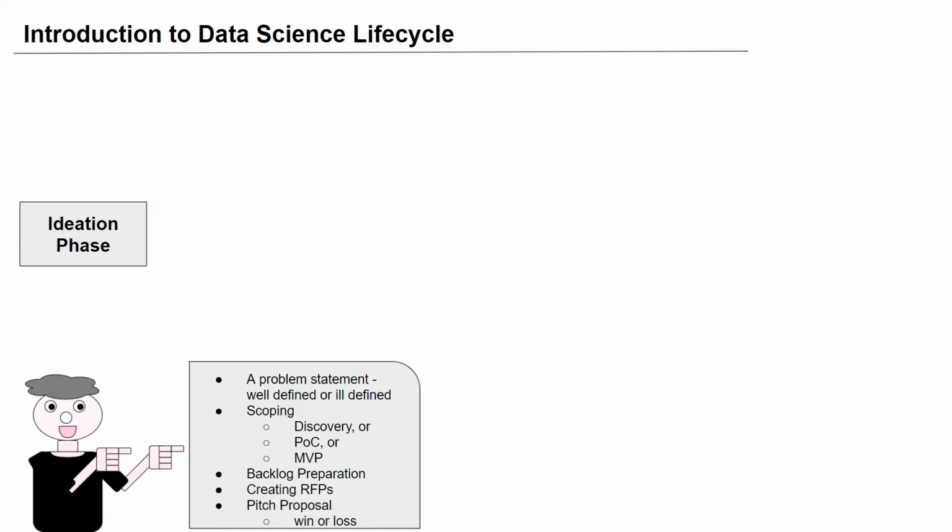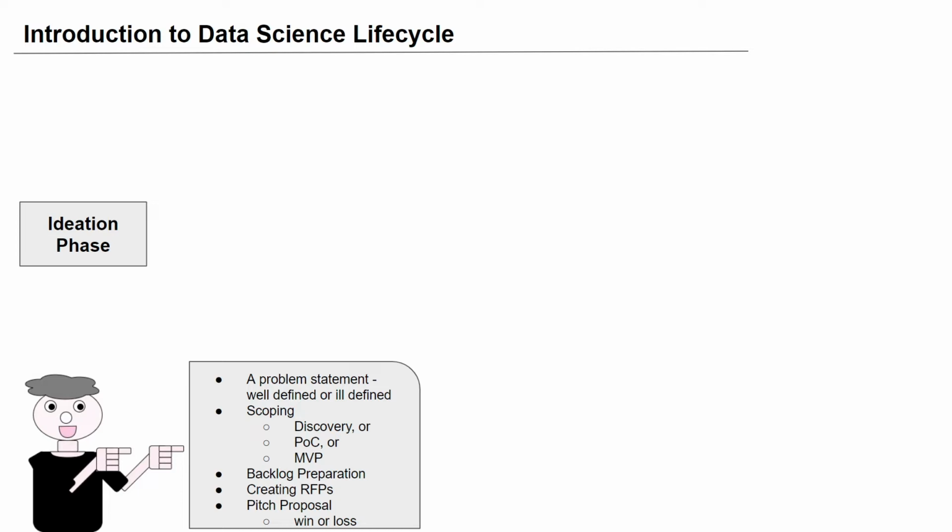So this discovery is mostly needed only for an ill-defined or a very complex problem. Otherwise, for a straightforward problem like the noise removal system that we have discussed above, the discovery is mostly not needed, right? And we can directly start working, creating backlogs and RFPs.